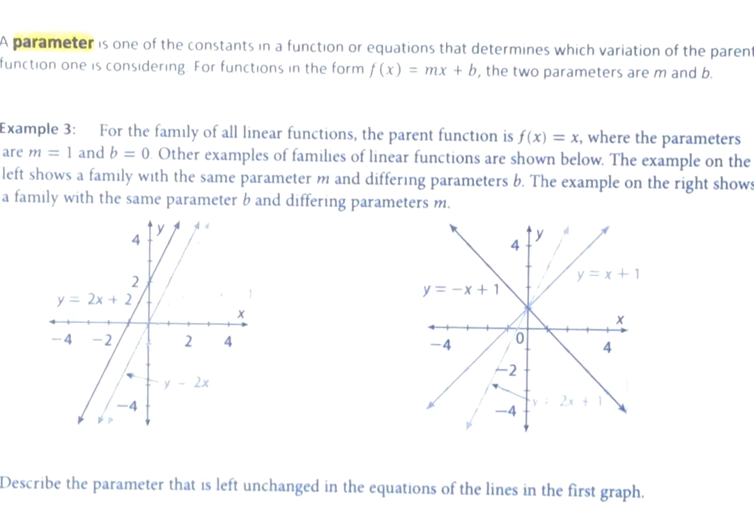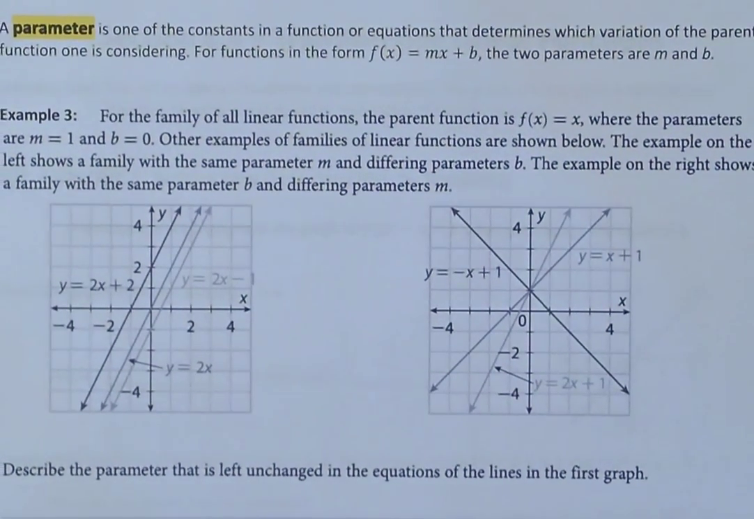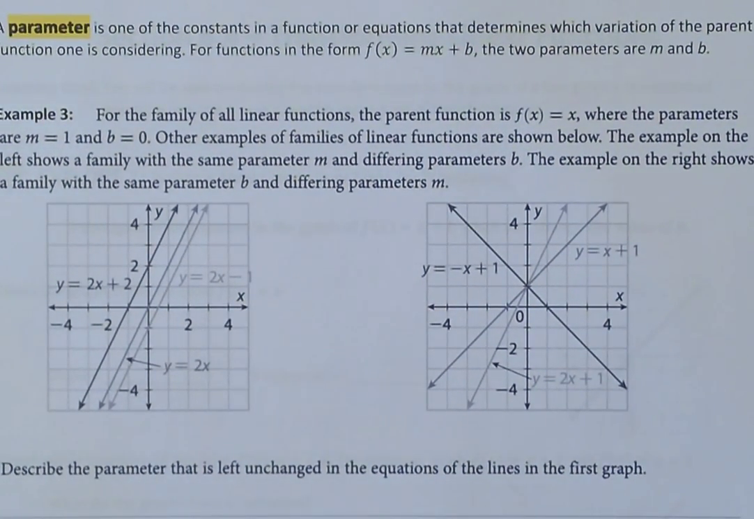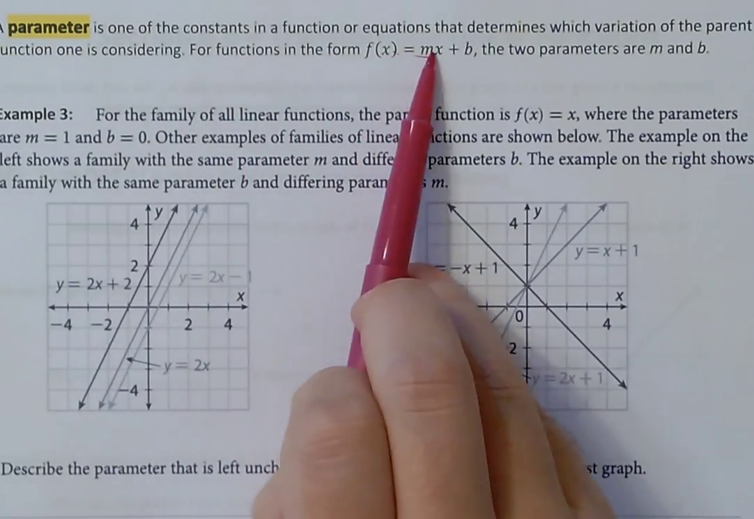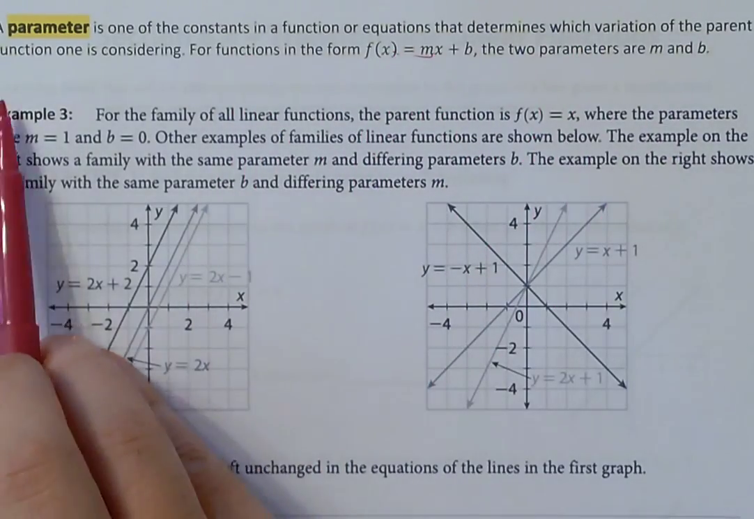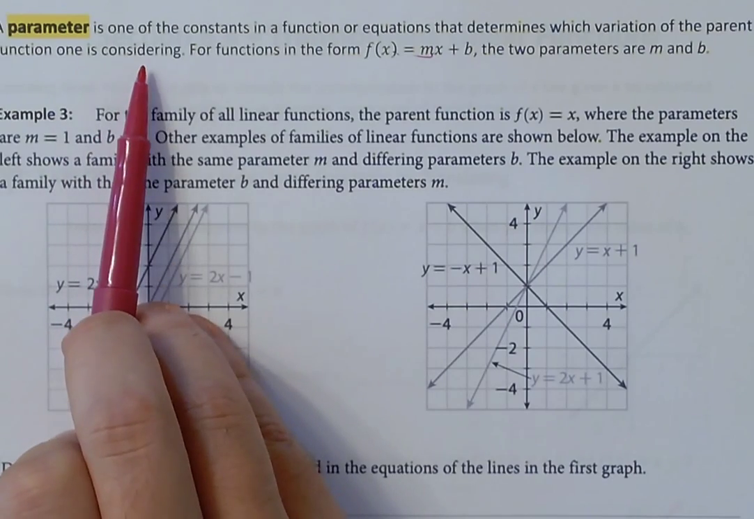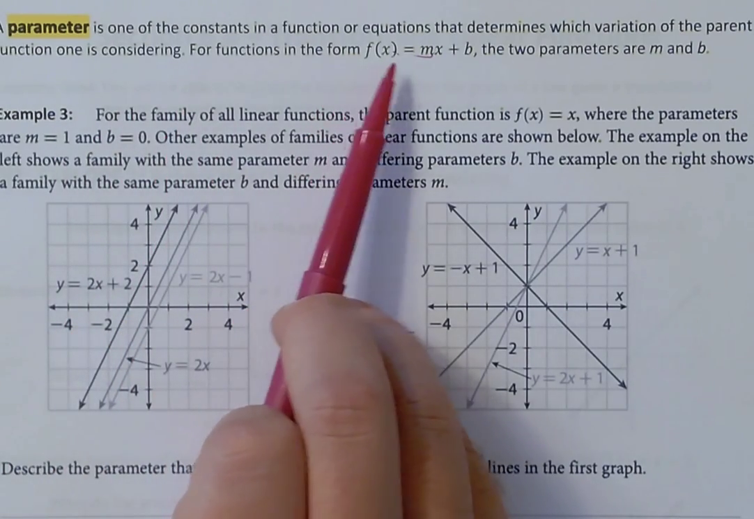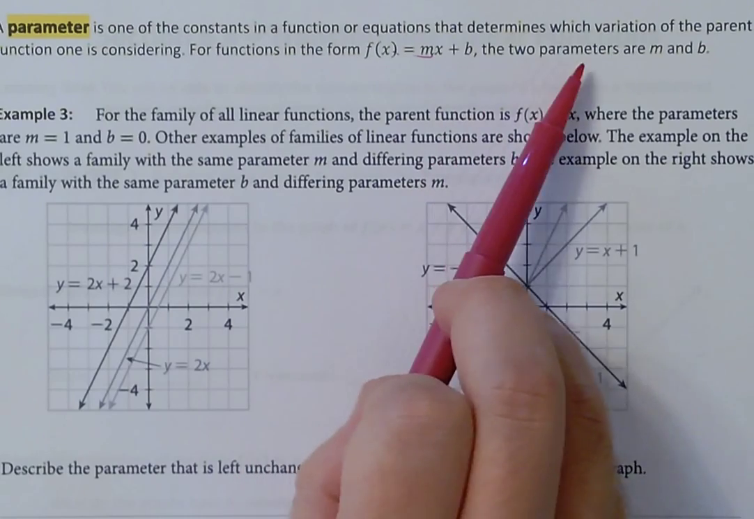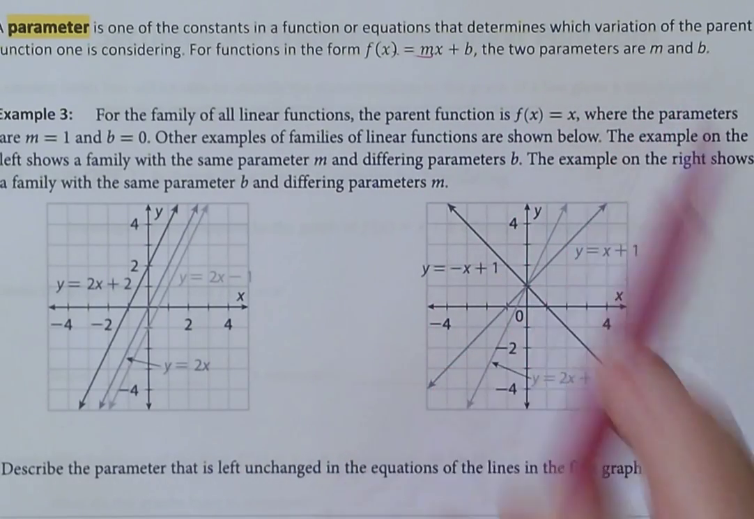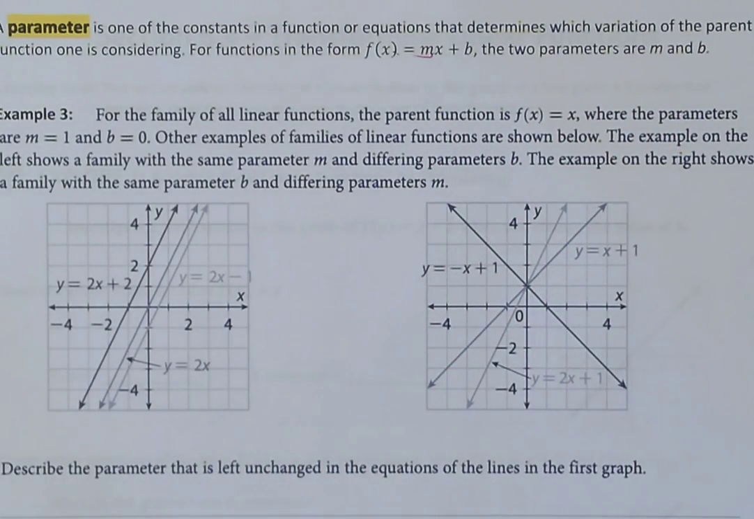All right, last set of stuff for today, examples 3 and 4. Now, a little bit of terminology before we jump in to example 3. A parameter is one of the constraints in a function that determines which variation of the parent function one is considering. For functions in the form f of x equals mx plus b, the two parameters are m and b. So the two parameters are the slope and the y-intercept.